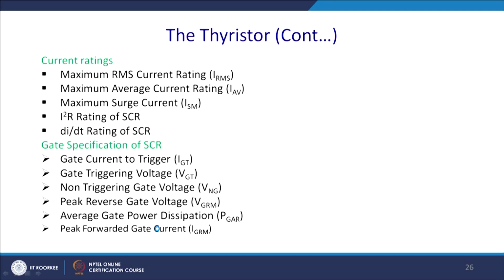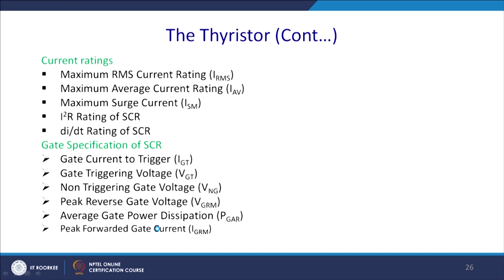Apart from that, we have current ratings, that is, the maximum RMS current rating, and thereafter the maximum average current rating, which is mostly for the DC value.